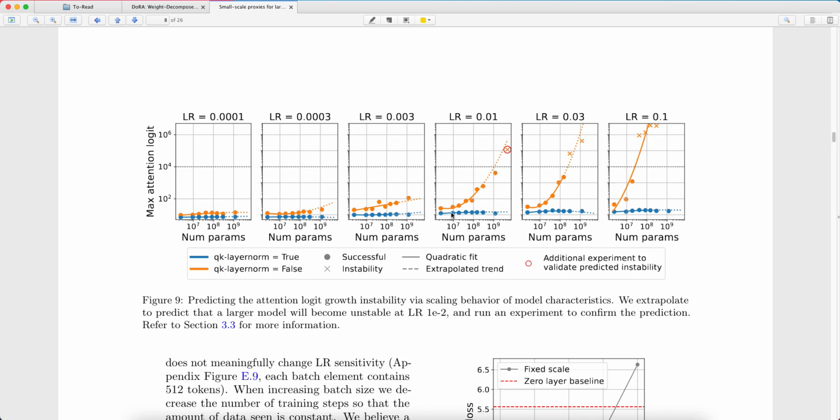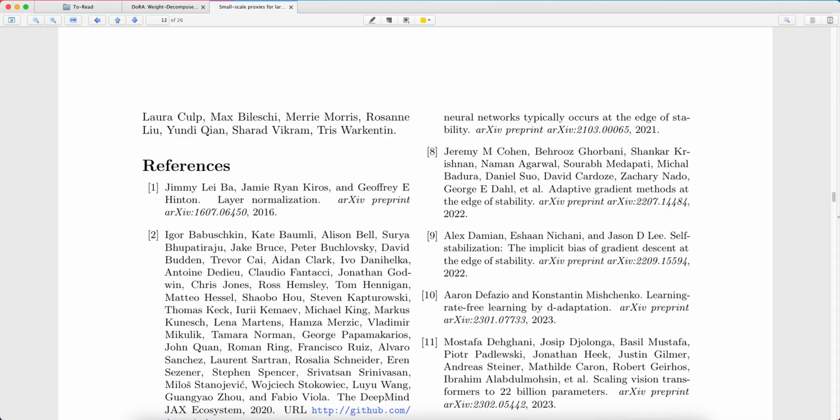So I imagine if you had compute for small models before you did your actual training run, you could kind of predict stability or instability, and then that's how you would pick your learning rate. So that's kind of another takeaway I have.